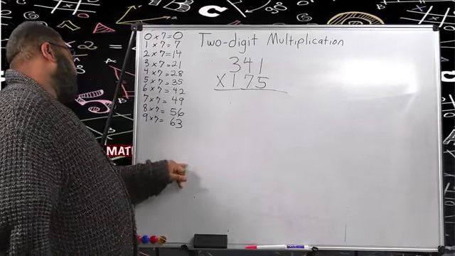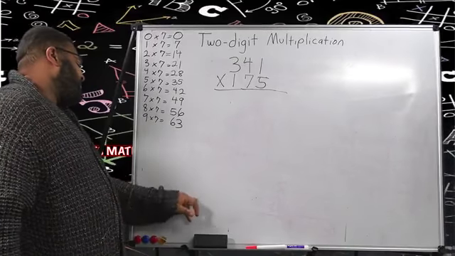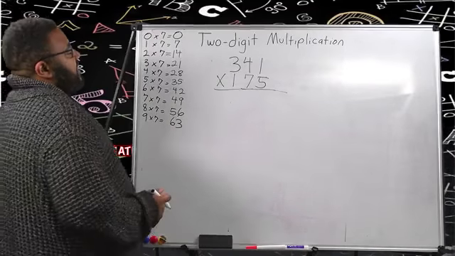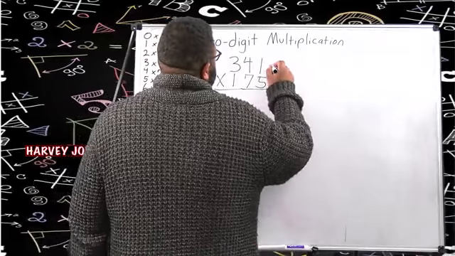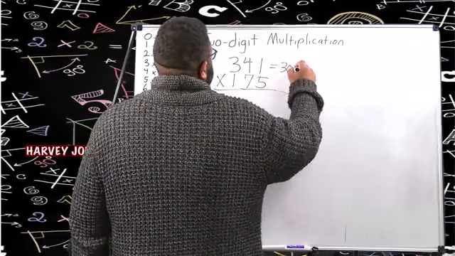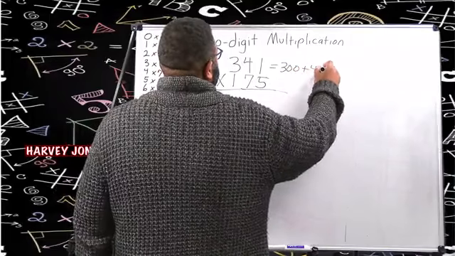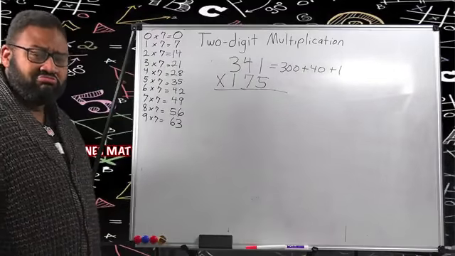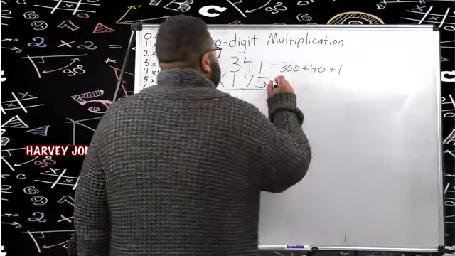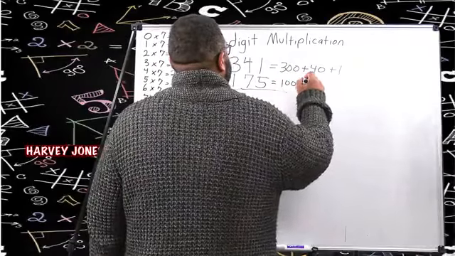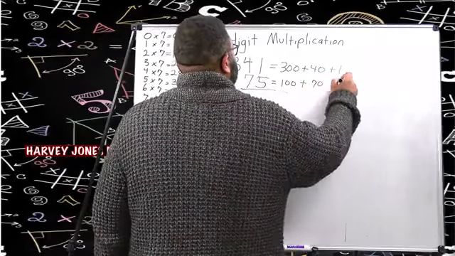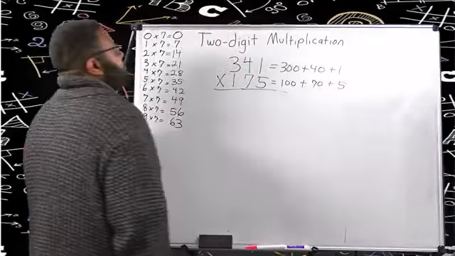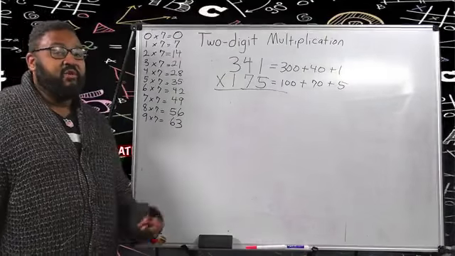Mr. Jones, that's a lot. Yeah, it is. Watch this. This is my last problem for the night. Follow along with me. All right. Now, just in case you didn't know, this will be 300 plus 40 plus 1. Mr. Jones, that's expanded form. I know. This one's going to be 100 plus 70 plus 5. Mr. Jones, that looks like expanded notation. It is. That's all we're doing, okay?